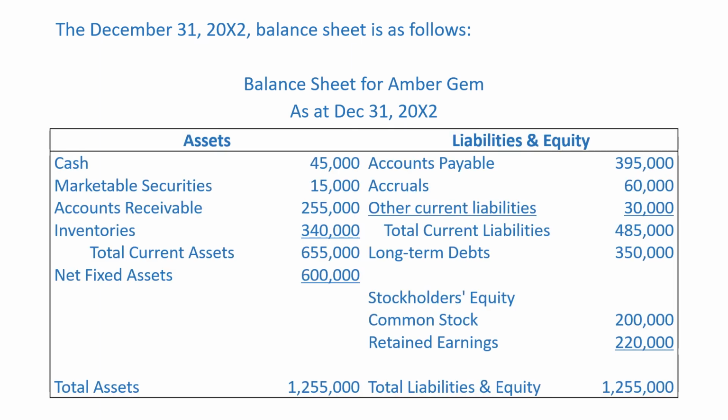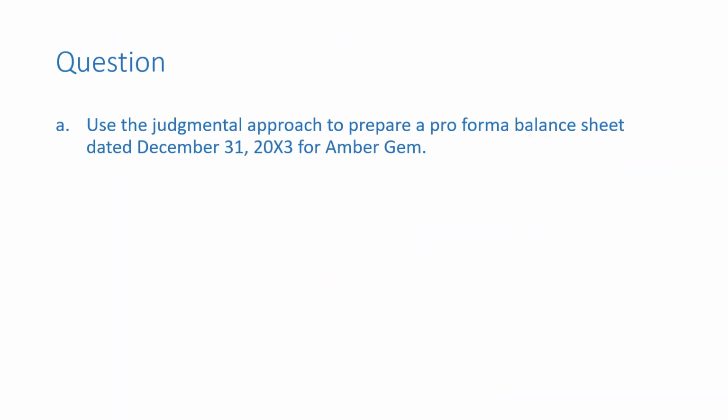The December 31st, 20x2 balance sheet is as follows. Balance sheet for Leonard Industries as at December 31st, 20x2. Please spend some time to look at it. Use the judgmental approach to prepare a pro forma balance sheet dated December 31st, 20x3 for Leonard Industries.